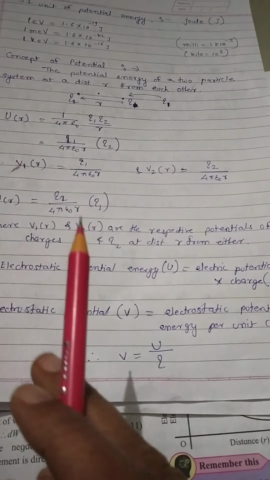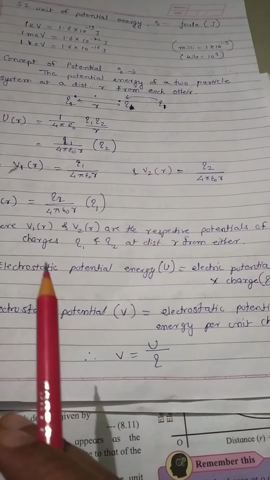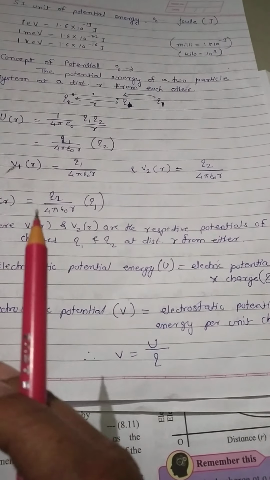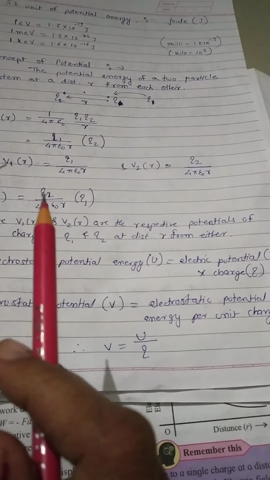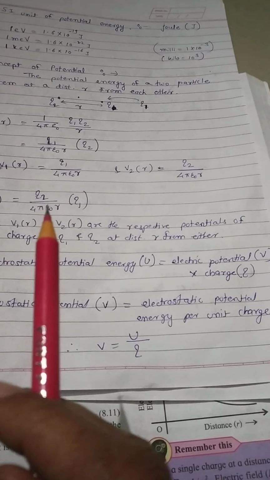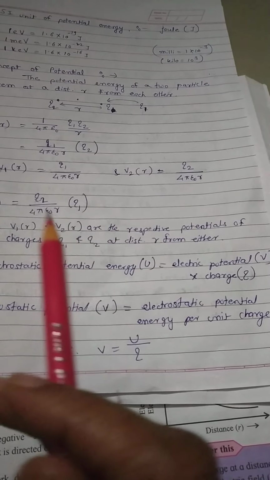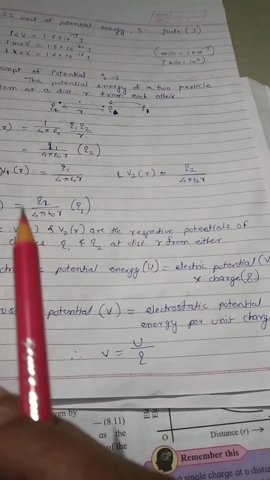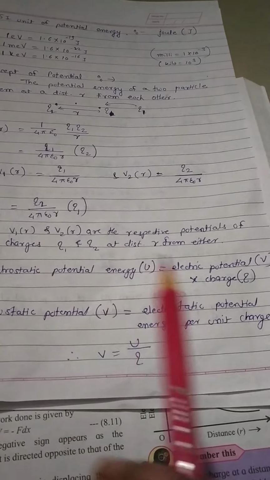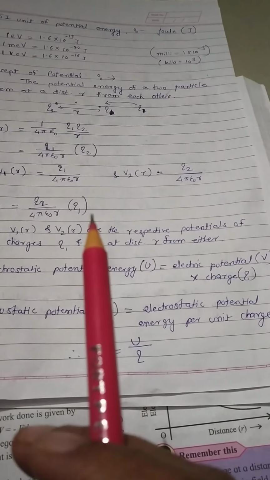From this formula we can say that electrostatic potential energy is equal to the electric potential V into a charge Q. Correct? Because Q upon 4 pi epsilon naught R means potential, which we already learned. So this is the electric potential, and the charge here means Q1 or Q2.